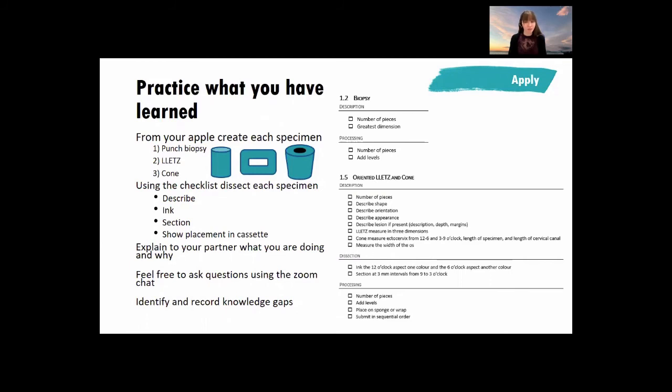Then, using the checklist, dissect each specimen while creating a macroscopic description, including things like measurements, appearance, inking, sectioning, and cassette placement. If you have a partner available, explain your steps, explain what you're doing and why you're doing them. Doing this will allow you to identify and record any knowledge gaps for future reference.